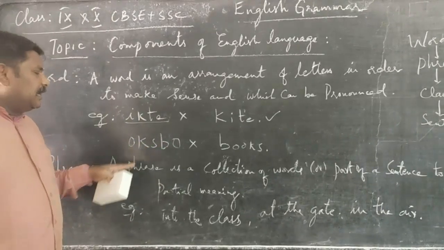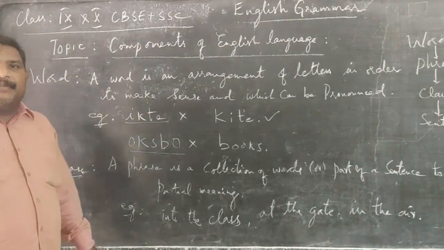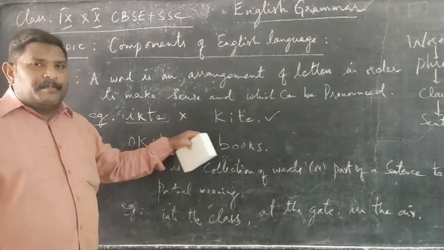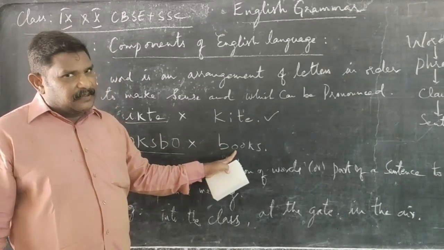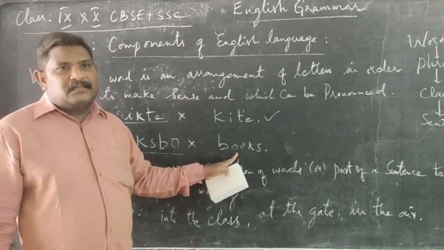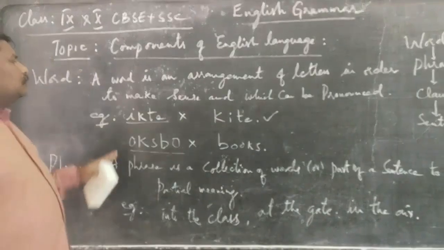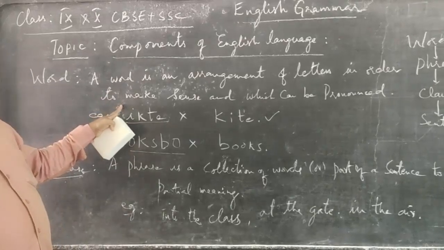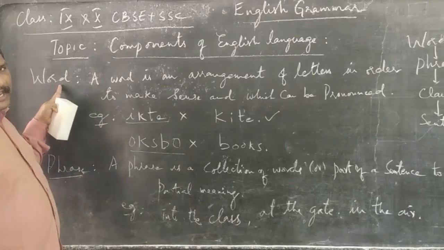And if you take the second example, O-K-S-B-O, this group of letters again makes no sense and has no meaning. But if I arrange these letters in a proper manner, then this is nothing but books. This is a plural word, books. Now this is kite. Any word which has a meaning and which can be pronounced, we can declare as a word.